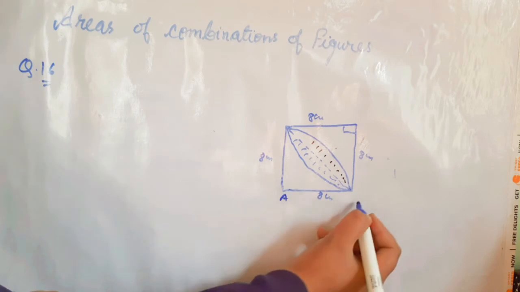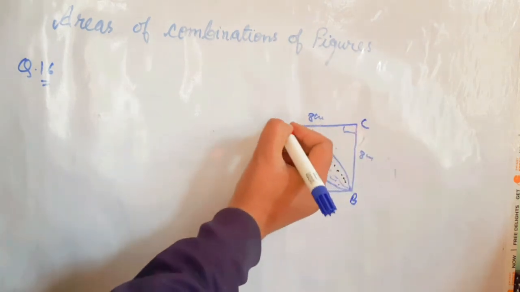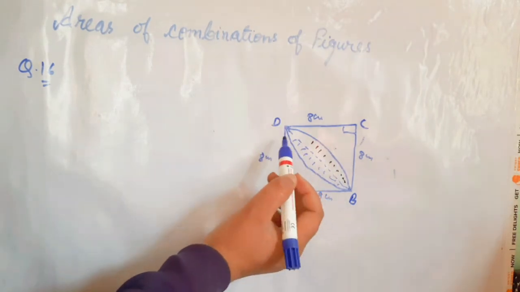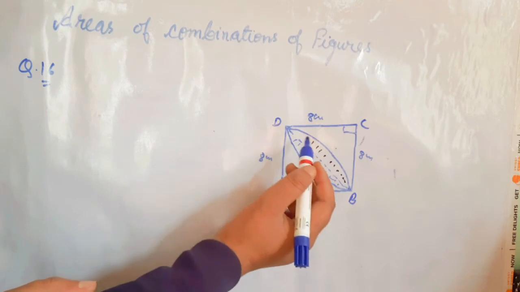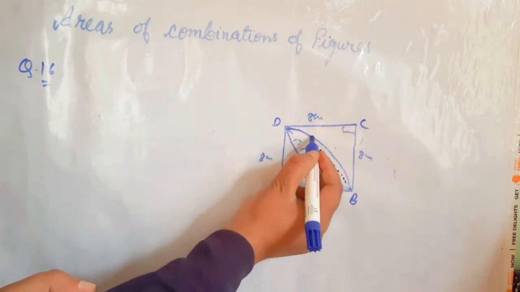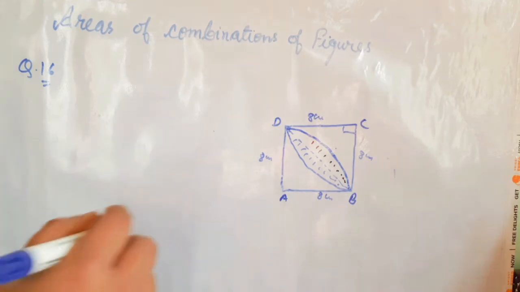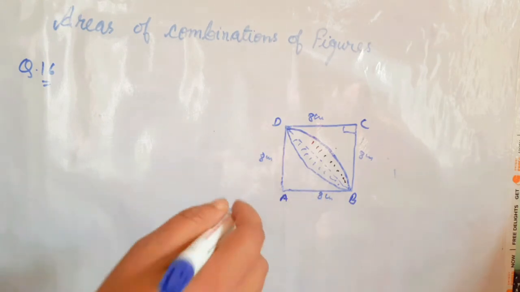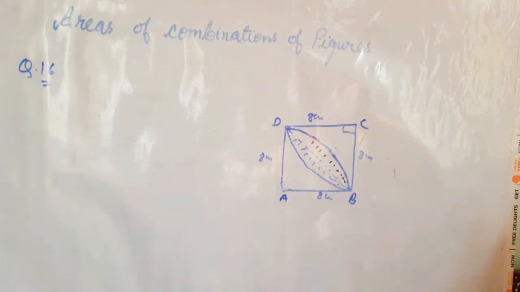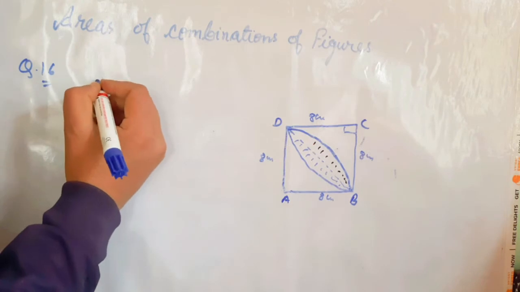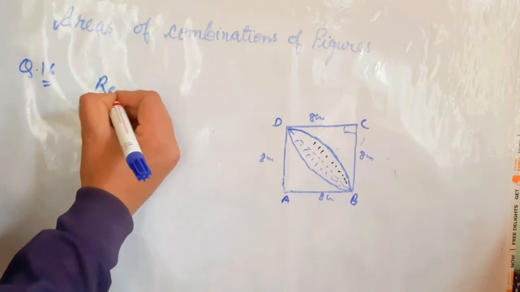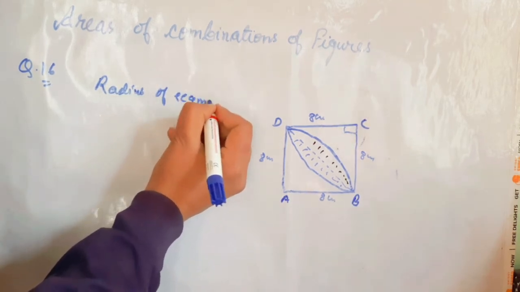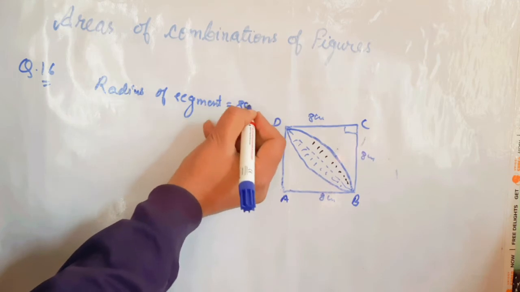If ABCD is the square, because all sides are equal, then first of all we have to find out the area of segment ADB, which is here. And then the design is double of this segment, so multiply it by 2 and you will get your answer. Now radius of the segment is given equals to 8 cm.